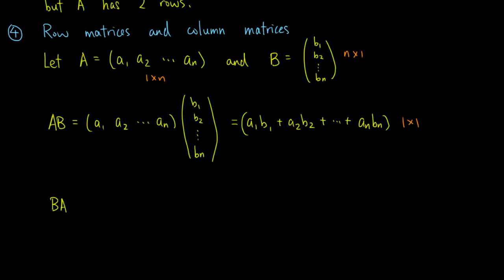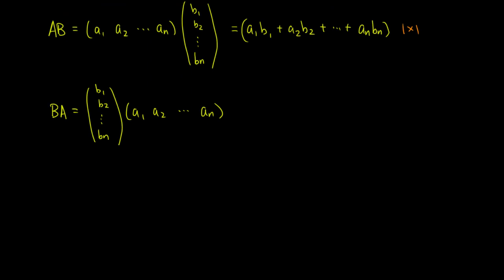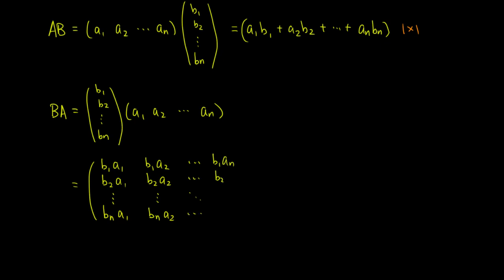However, if we consider the matrix product B times A, the result is very different. For each entry of A, when we multiply to the column vector, we create a new column for the matrix product. For the first entry A1, we have B1 times A1, B2 times A1, up to Bn times A1. For the second entry A2, we have B1 times A2, B2 times A2, up to Bn times A2. This carries on until we multiply An to the vector B to have B1 times An, B2 times An, up to Bn times An. And the result is an n by n matrix.